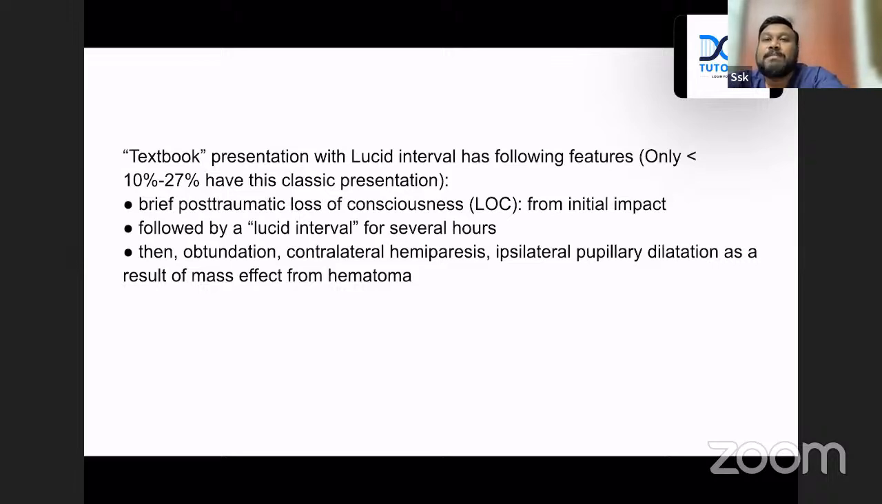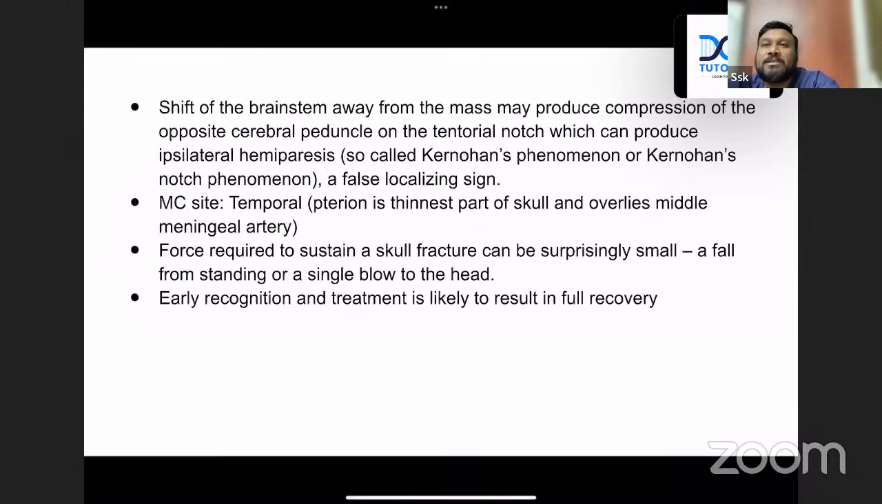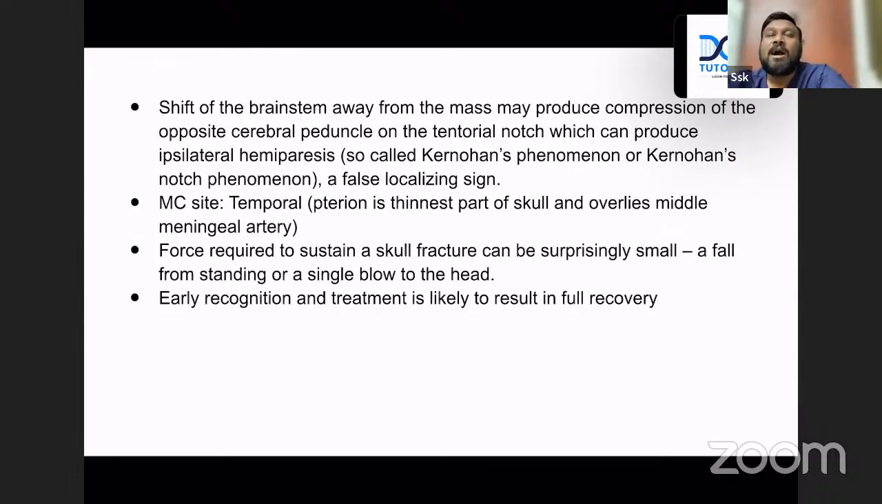And then the patient slips into coma, with contralateral hemiparesis and ipsilateral pupillary dilatation. This is the classical description of a lucid interval, seen in only 10 to 20% of patients. There is one more phenomenon called Kernohan's notch, which is very important. It is a false localizing sign. Normally with a left-sided EDH, there will be weakness on the right side, whereas in Kernohan's phenomenon, with a left-sided EDH, the weakness will be on the same side. It is a false localizing sign. And the most common site is always temporal or temporoparietal.